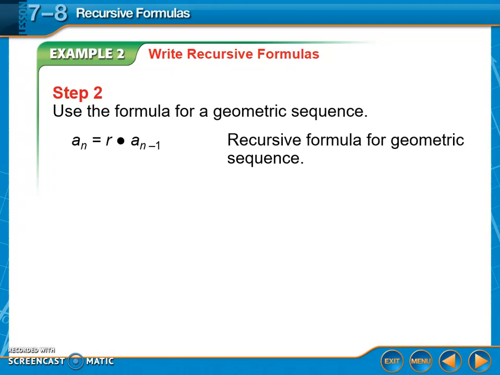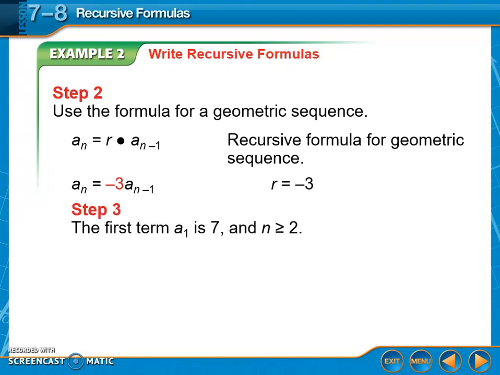So we're using our geometric sequence formula. And I put in -3 for r, and that basically gives my sequence. I just want to specify that a of 1 is 7, and we're saying n is greater than or equal to 2, because we don't want to be putting in the negative. We're moving forward in our sequence, not going backwards. We can't have less than our first term.